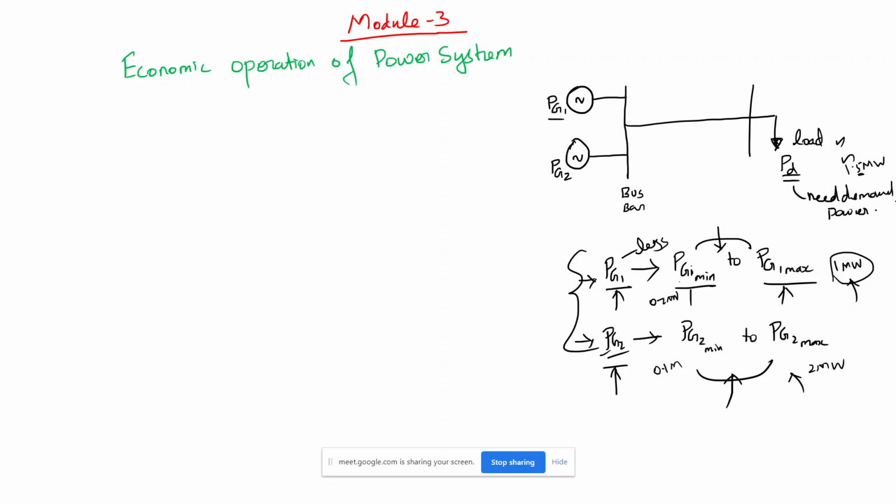To understand these ideas of economic operation, we need to understand the input output curve for the power unit, as well as the heat rate curve. These two things are very, very important if you are doing something on the economic operation of the power system. So first we will look at the input output curve.